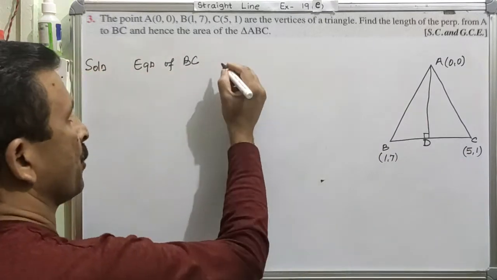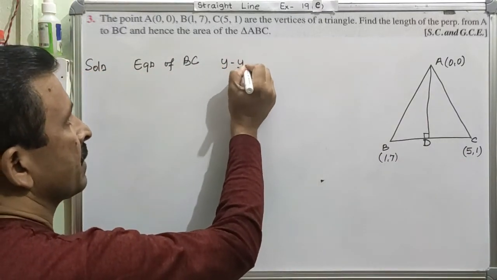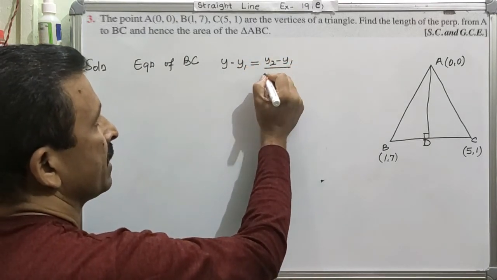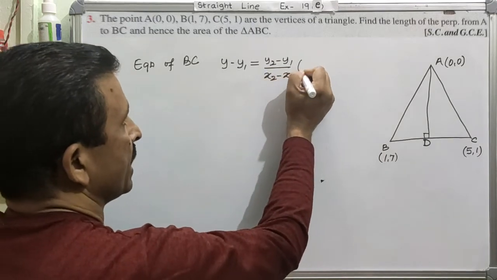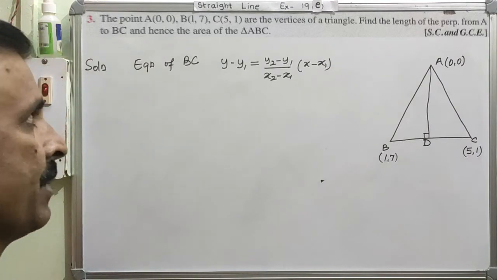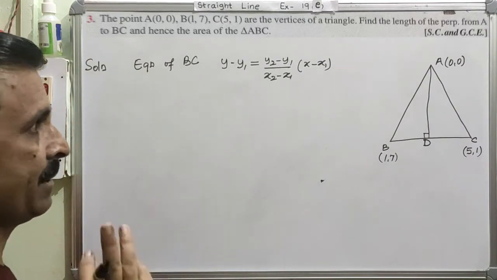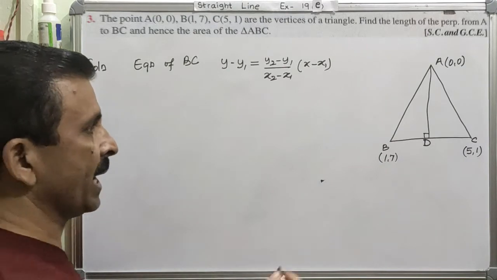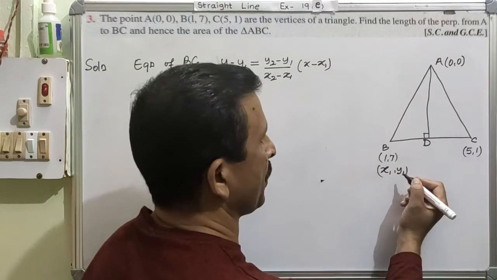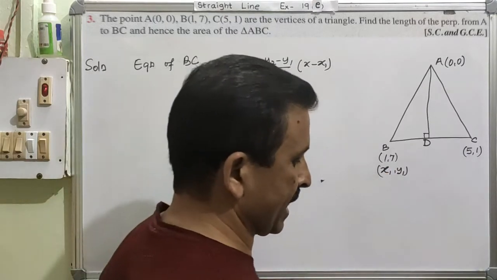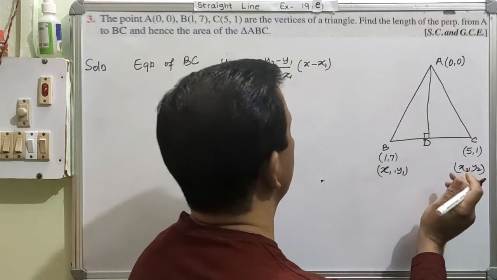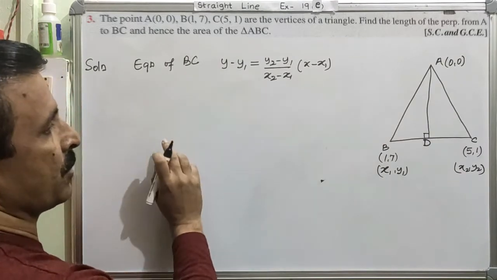The 2-point formula is y minus y1 is equal to (y2 minus y1) divided by (x2 minus x1) into (x minus x1). This is the 2-point formula, right? I have given you this formula before also several times. Once again, reminded. Now we can assume this point as x1, y1. This assumption is very important, then you will not have any mistake. And this point we will assume as x2, y2. Now we can easily put it in the equation.